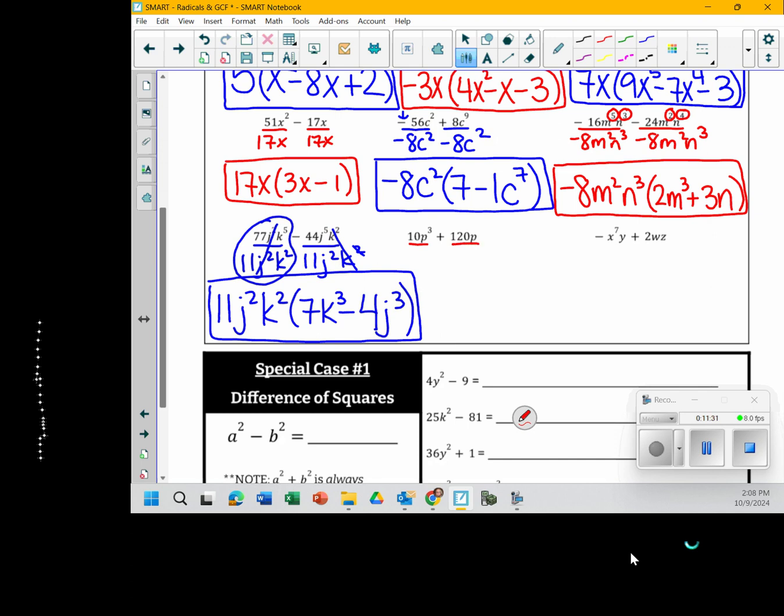Next one, a little bit more straightforward. They both divide by a 10p, leaving me p squared plus 12.